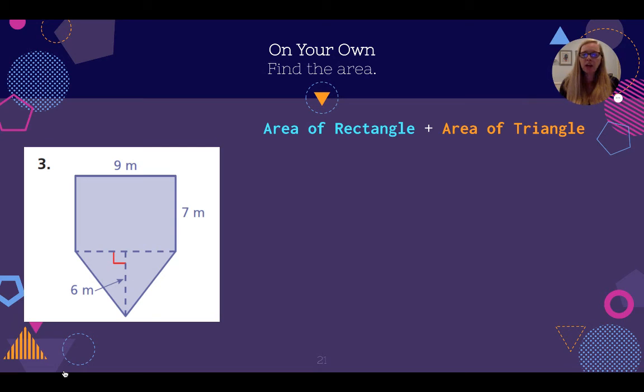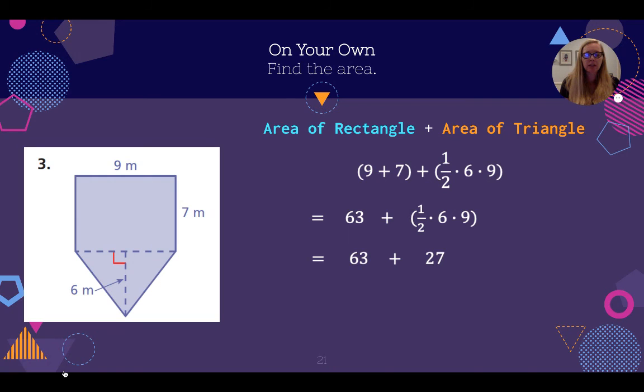All right, here's the area of our composite figure that is made up of the rectangle and the triangle. So our rectangle has an area of 9, that should say times, 9 times 7, which is 63. Then the area of the triangle is 1/2 times 6 times 9. And so this is an area of 27. And our total area is 90 meters squared.